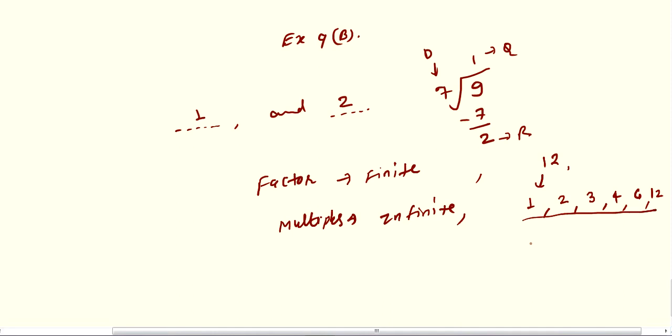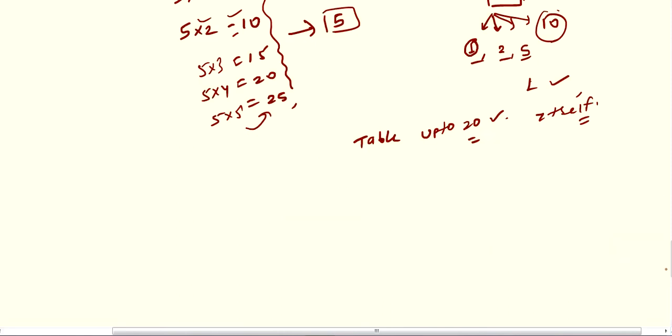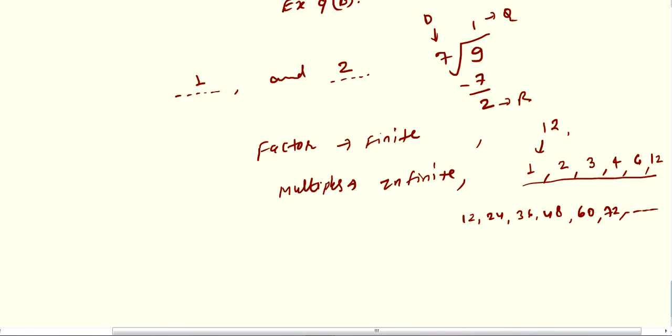But what if I want to write multiples? 12 ones are 12, 12 twos are 24, 12 threes are 36, 12 fours are 48, 12 fives are 60, 12 sixes are 72, and so on. We don't know what will be the last multiple here. So that's why multiples are infinite, but factors are limited, finite.